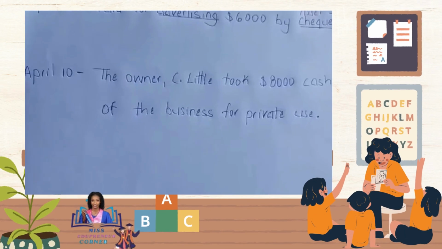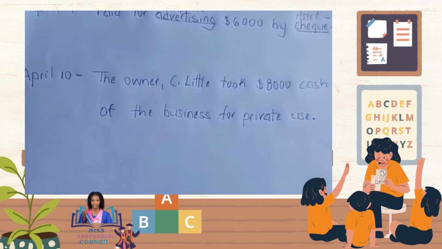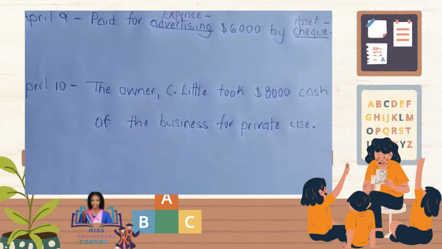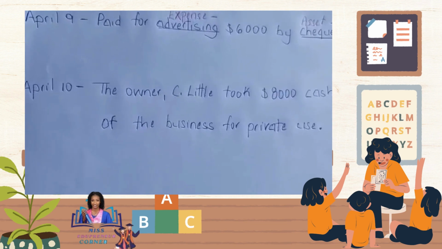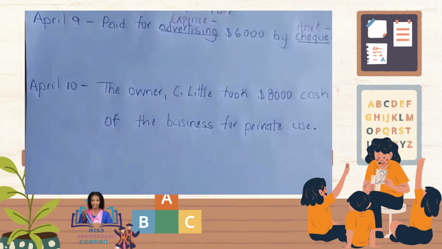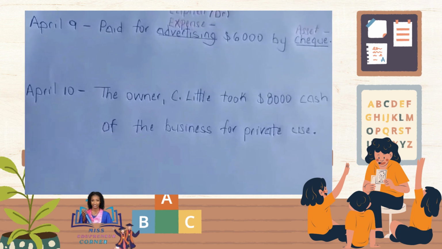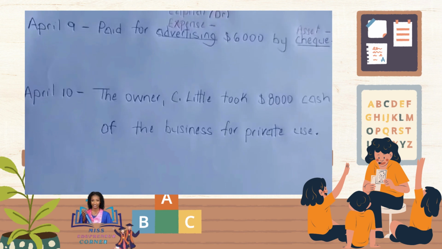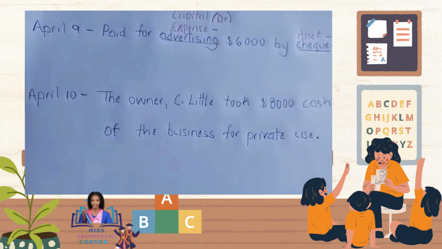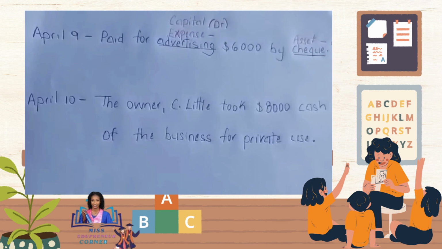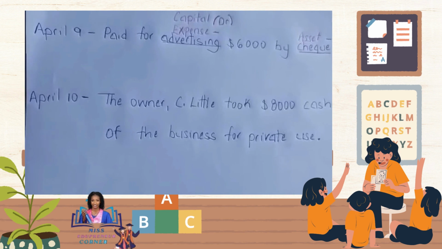In the final transaction, on April 10, the owner, C. Little, took $8,000 cash out of the business for private use. Remember, we would have established earlier that anything taken out of the business by its owner for personal use is termed drawings. So the drawings account would be affected as well as cash.